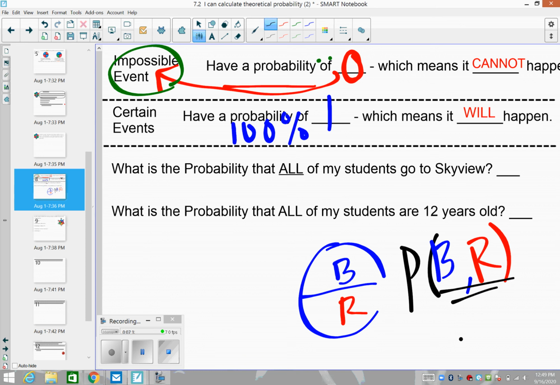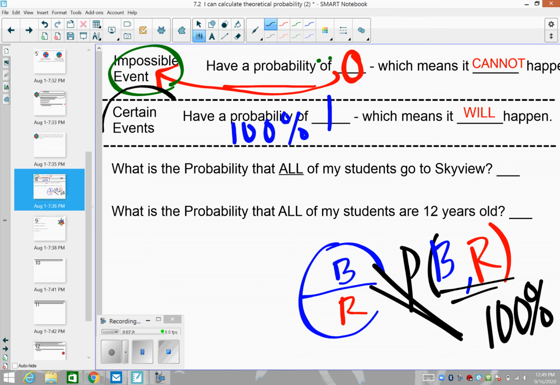You would say, well, 100%. Because 100% of the times you're either going to get blue or red. Well, what happens if I land on the line? If you land on the line, you're going to respin. So you have a 100% chance that you get blue or red. That's called a certain event. That certainly will happen.